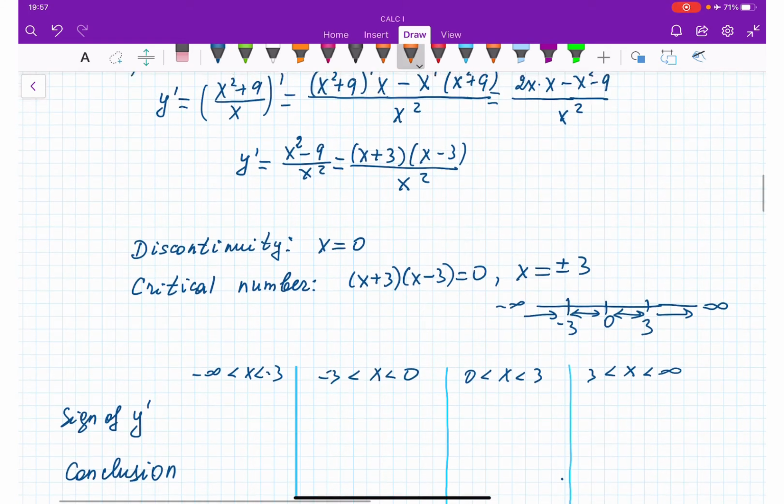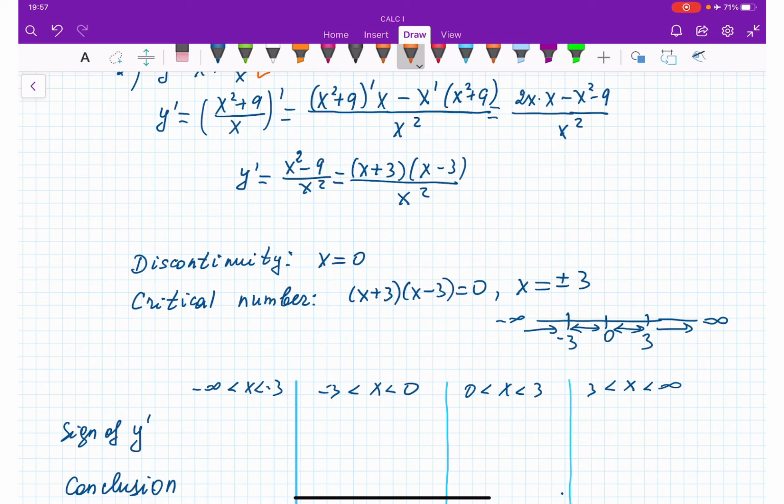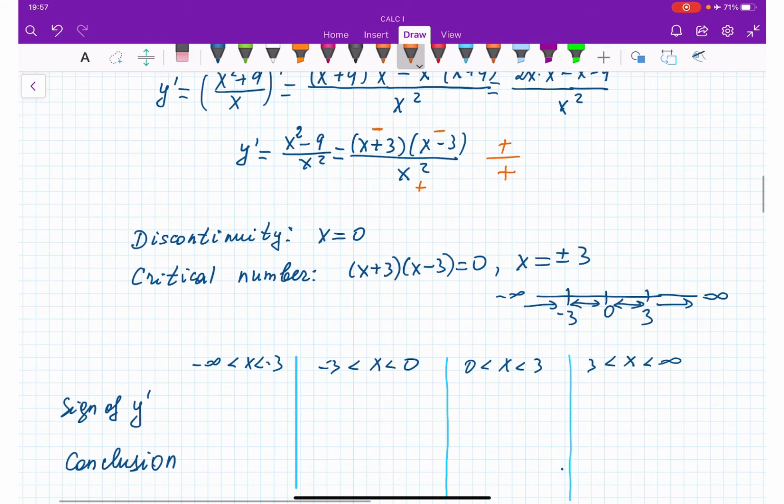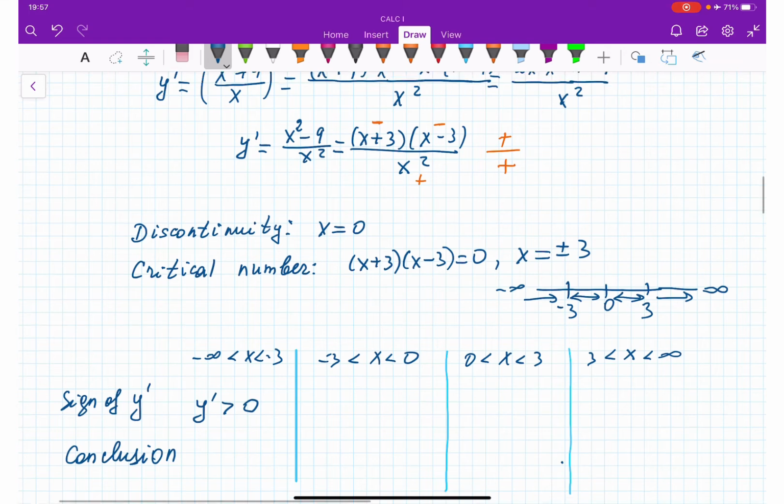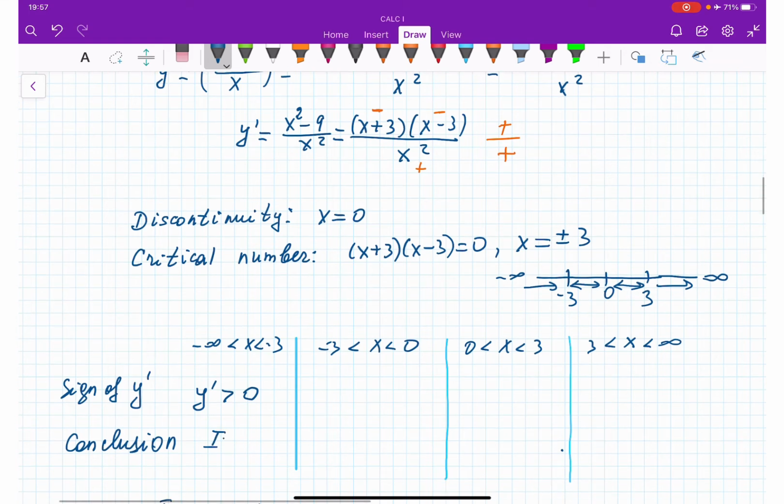Let's see. If we take negative 4, this parenthesis is going to be negative, right? If you take negative 4, this parenthesis is also going to be negative. This is going to be positive. So the result in the numerator is positive. Here is positive, yes? Which means y prime is going to be greater than 0, which means increasing.